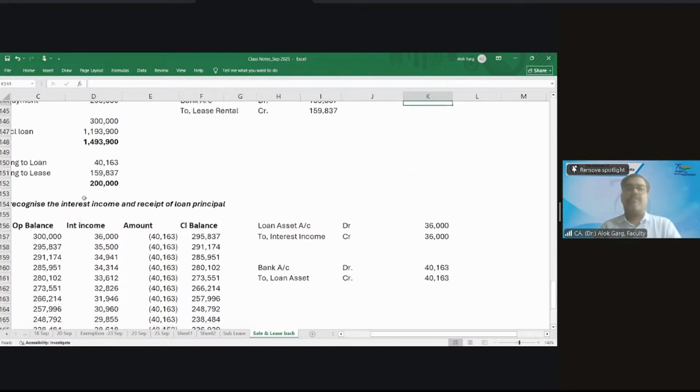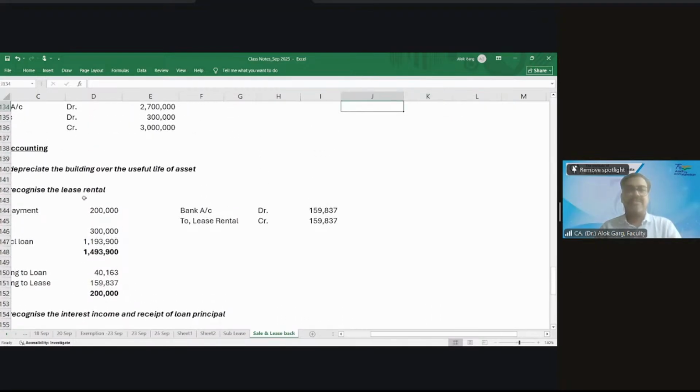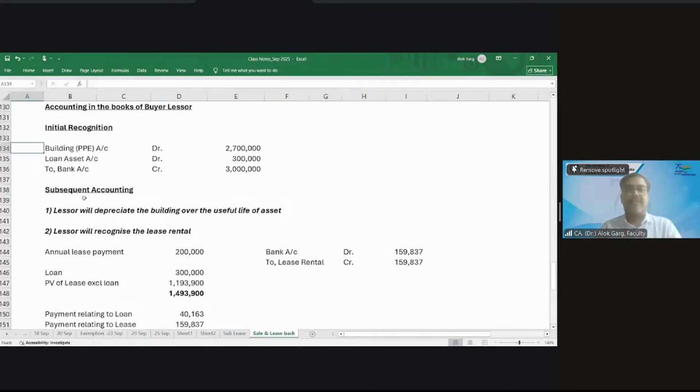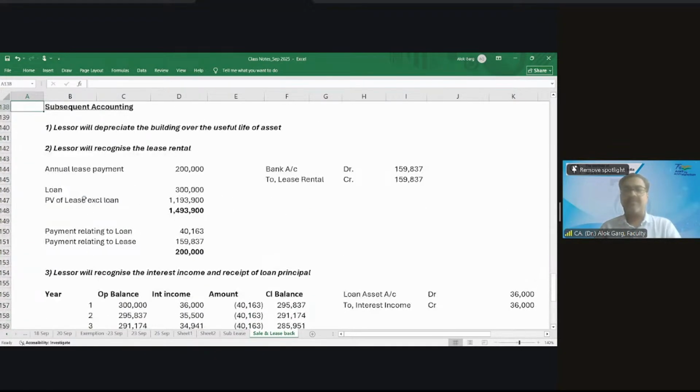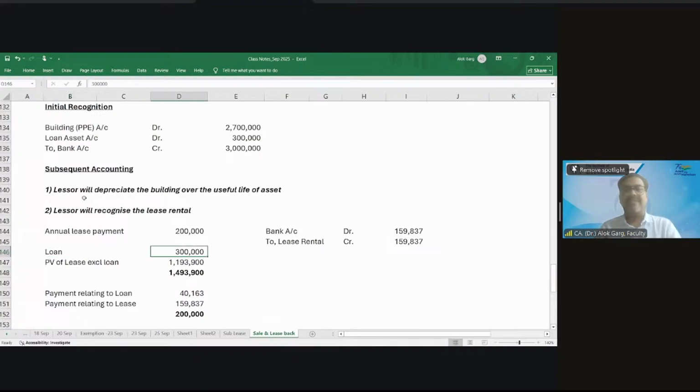So what you have done? First, initial recognition, you have recognized your PPE 27 lakh. The useful life is not there. So whatever useful life, you will recognize the depreciation. Then there is a loan asset, right? So you have done the accounting for loan asset, interest income and the repayment. And then you are also receiving the lease rental. So you have done the lease rental accounting, bank to lease rental.